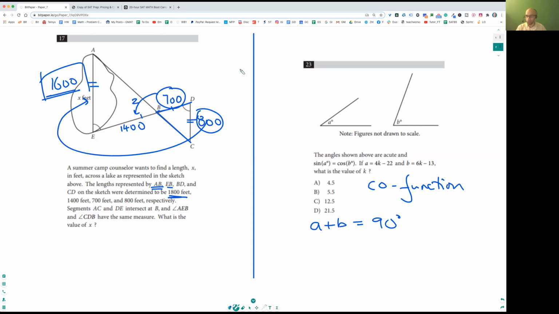I'm just looking at the answers some of you have posted here. So A is going to be 4K minus 22. Now this is a harder problem, right? I already warned you. And now B is 6K minus 13, right? And that is equal to 90. So guys, this is something that everybody should be able to solve. Let's see if you can solve it.